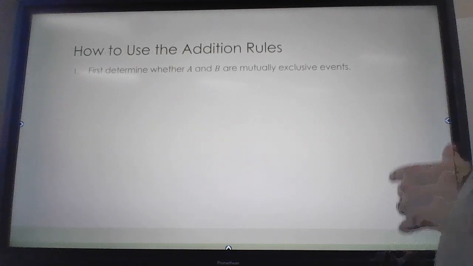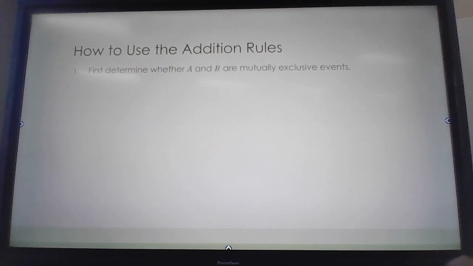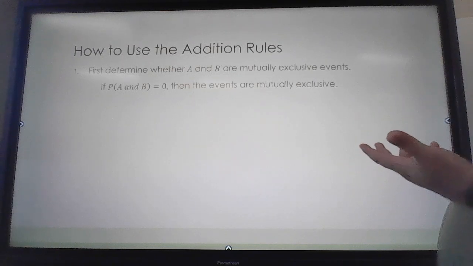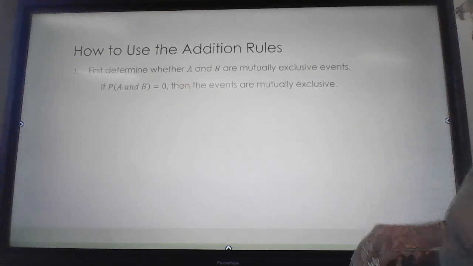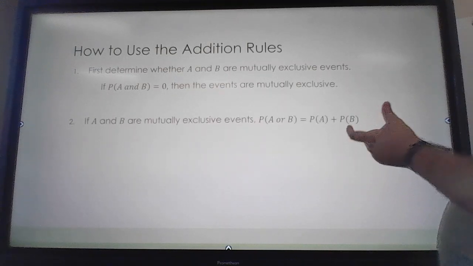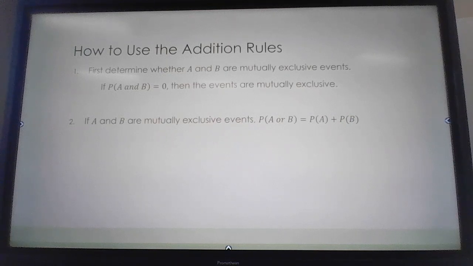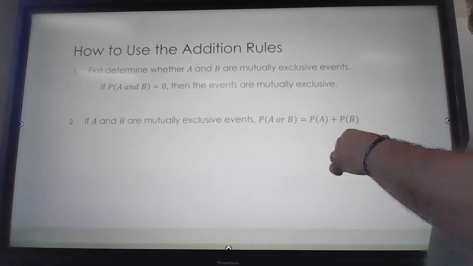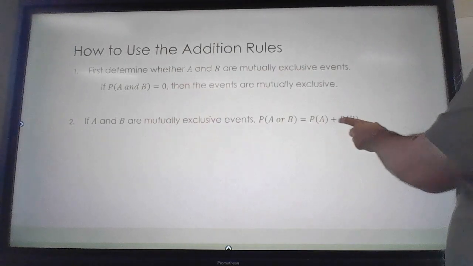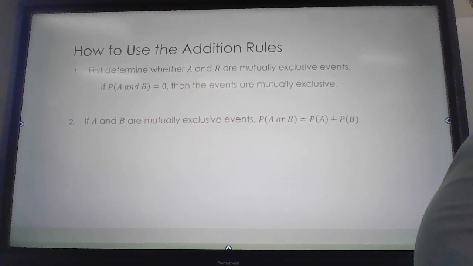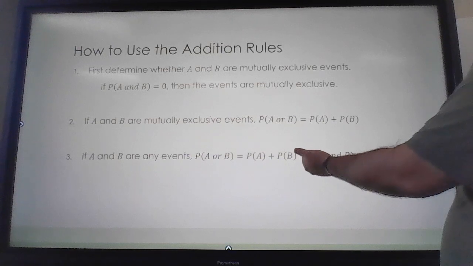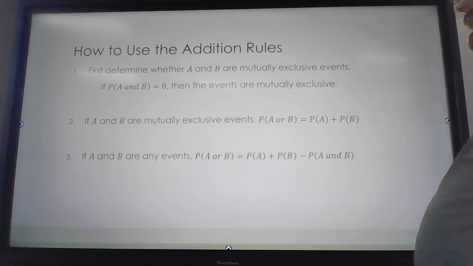Okay, so using the addition rules is similar to using the multiplication rules. First, we have to find out whether A and B are mutually exclusive. If the probability of A and B cannot happen, if that probability is 0, then those events are mutually exclusive. Another way to look at mutually exclusive events is, can both things happen at the same time in the same space? If they are mutually exclusive, then we just use the simplified addition rule. But if not, then we have to make sure to subtract the probability of A and B.